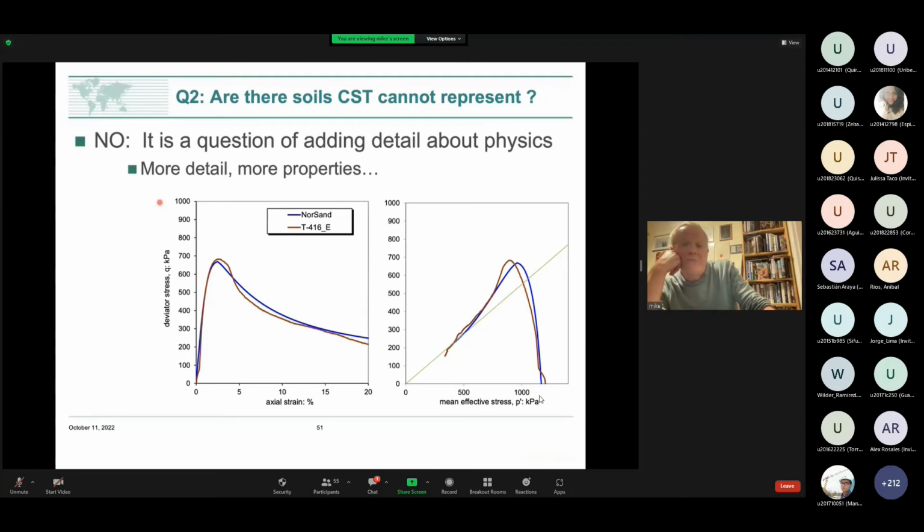Now, how have I got that prediction? Well, I've allowed for the fact that as strain goes on, the structure of the soil gets degraded. So I've introduced a degradation model for the property M. But of course, the more detail you add, the more properties you've got to put in. So you can do it, but is it worth it? Well, you decide when you're doing it, but it can do it if you need to.